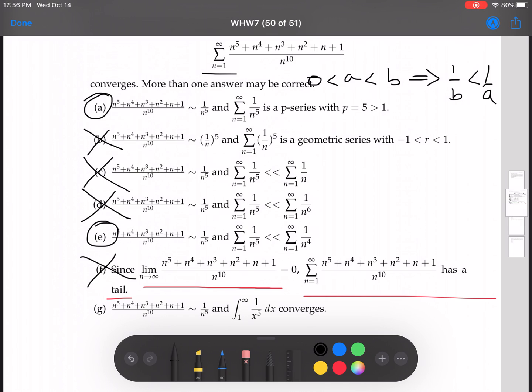All right, and this is a valid reason. Remember that the series converges if and only if the associated improper integral converges.